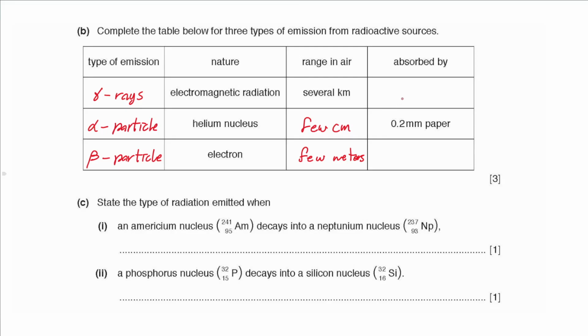And they are absorbed by, for gamma radiation, we can say thick lead or thick concrete. For a beta particle, we can say 5 millimeters of aluminium or any metal with an approximate density.